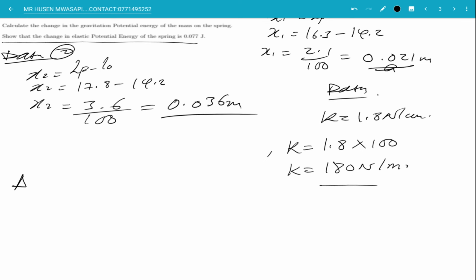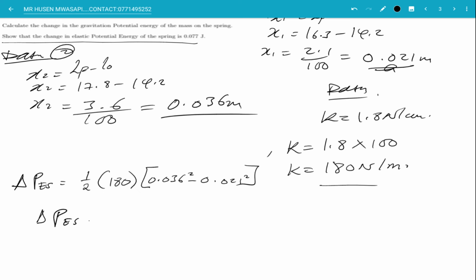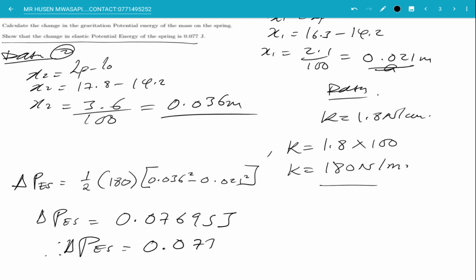So we say the change in elastic potential energy is equal to half times 180 times 0.036 squared minus 0.021 squared. If you compute this, you end up having the change in elastic potential energy equal to 0.07695 joules. So the change in elastic potential energy is just equal to 0.077 joules. That's shown.